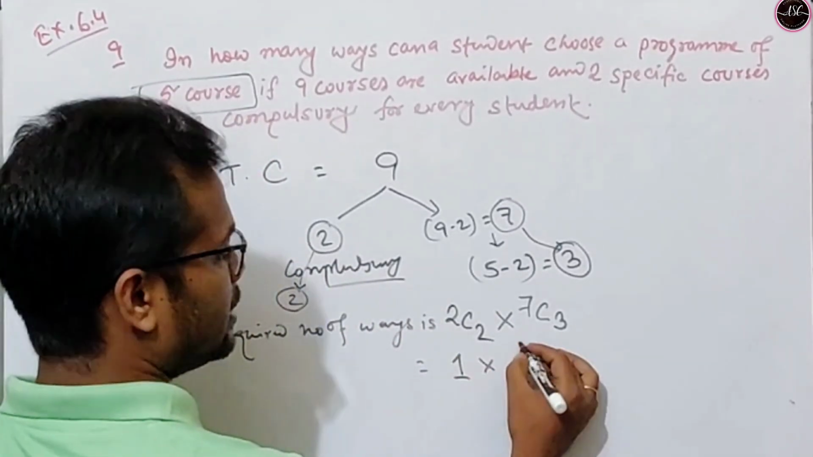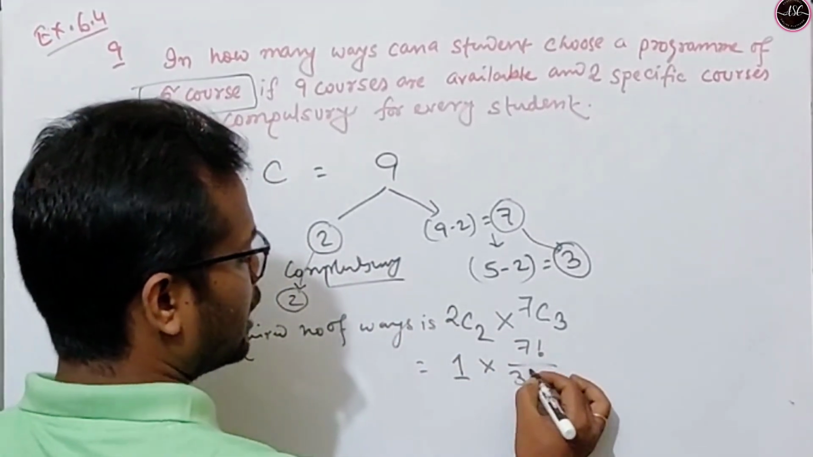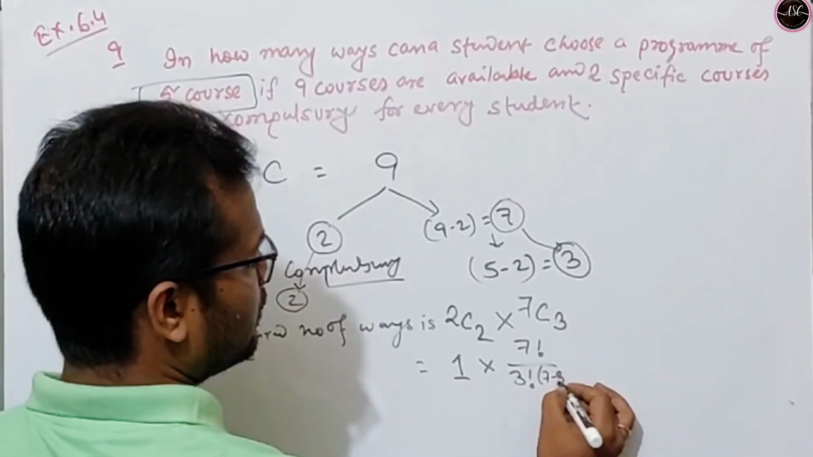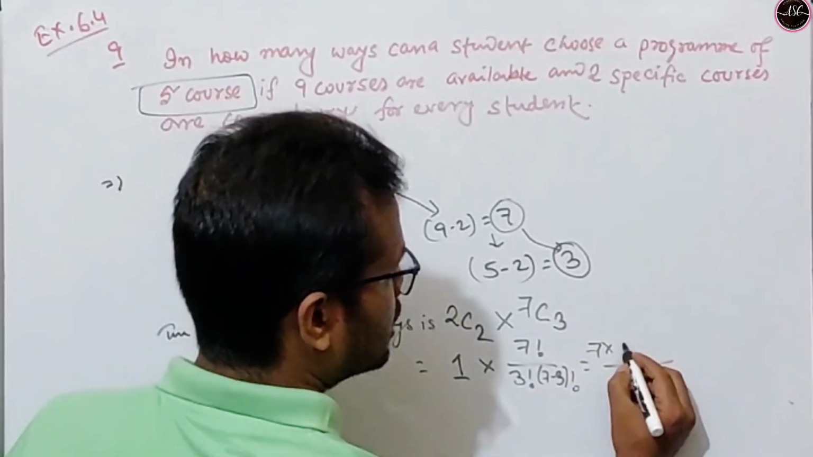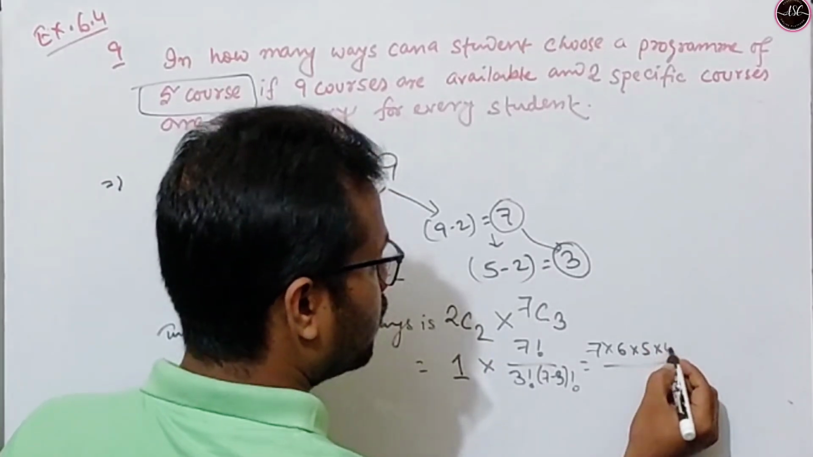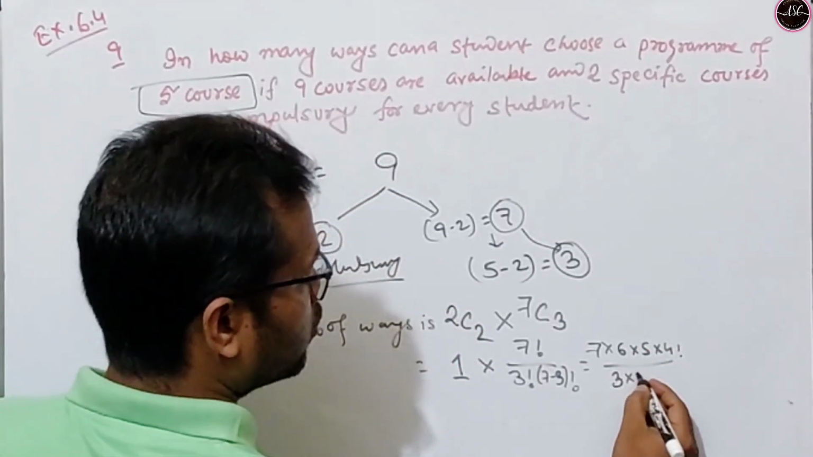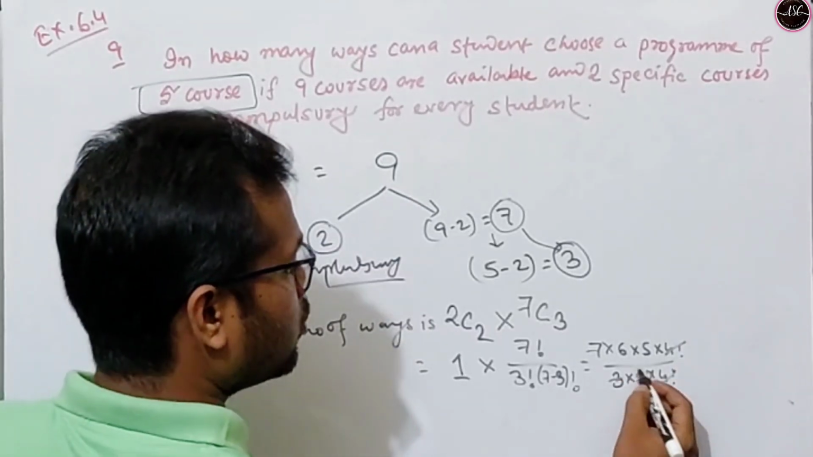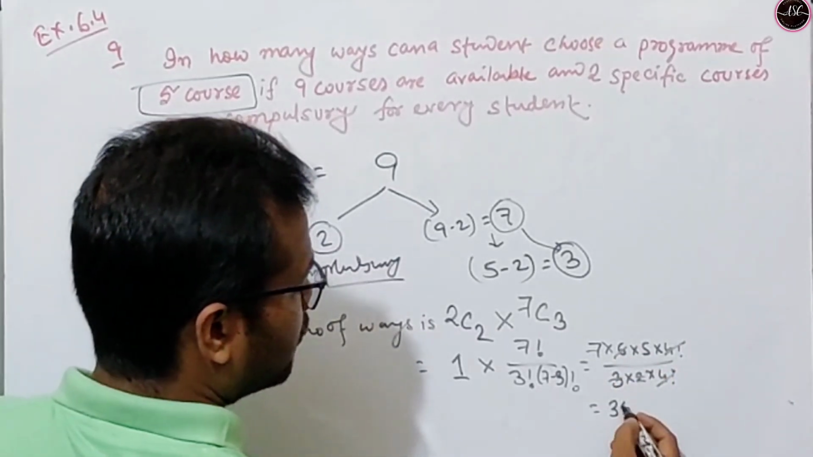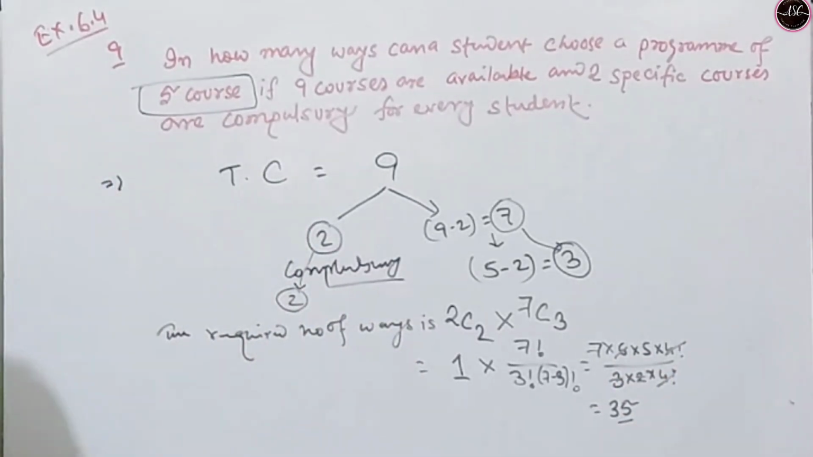Just calculating this. This is 1 and this is 7 factorial divided by 3 factorial into 7 minus 3 factorial. So this will be 7 into 6 into 5 into 4 factorial divided by 3 into 2 into 4 factorial. Just cancelling these 2, we get 3 2 equal to 6. 35 ways. Okay. This will be the answer.